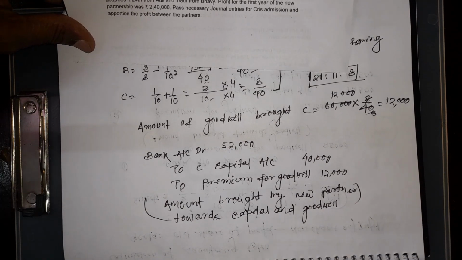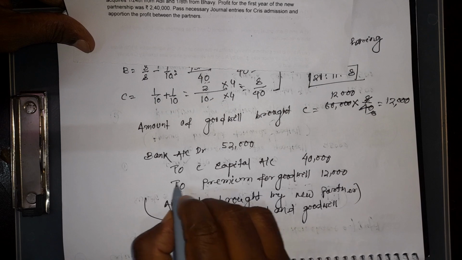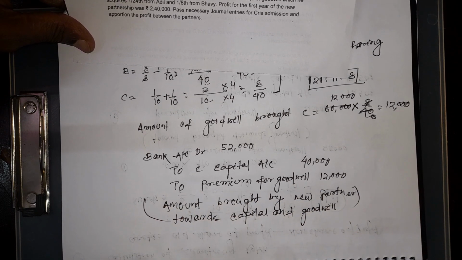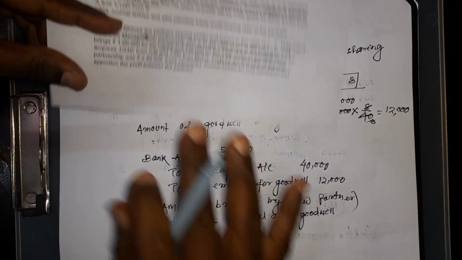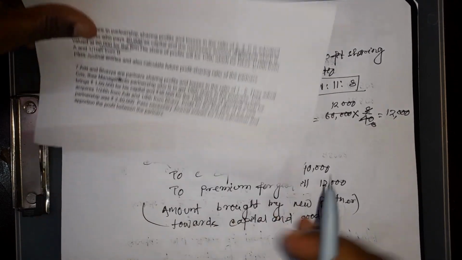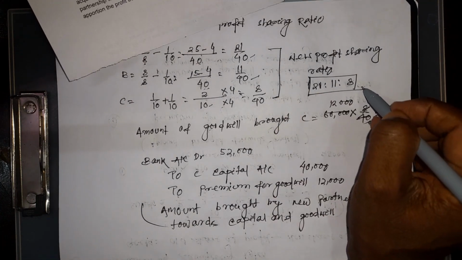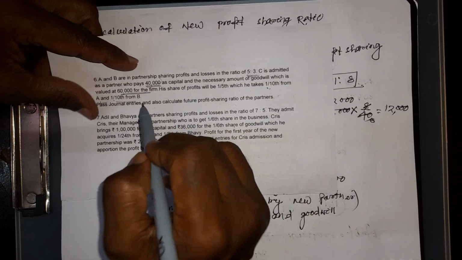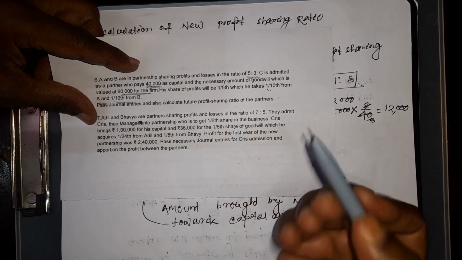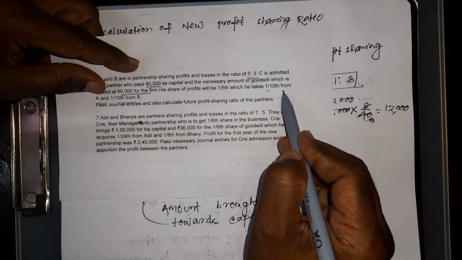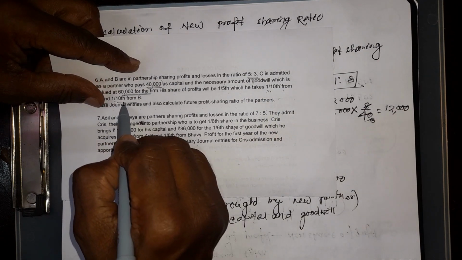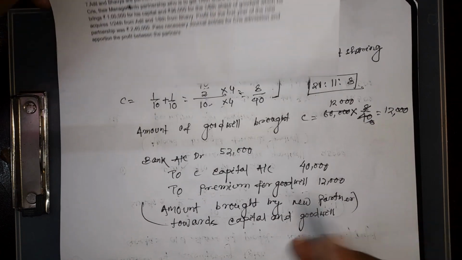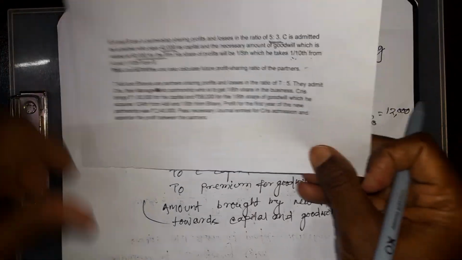Before that also I told you, now also I am saying, this premium for goodwill will be distributed among the old partners or sacrificing partners in their sacrificing ratio. So how will we calculate the sacrificing ratio? We have the new profit sharing ratio and old profit sharing ratio. Another thing, here it is mentioned how much A sacrifices and how much B sacrifices. He takes 1/10 from A, 1/10 from B. So this will be their sacrificing ratio, 1:1. Clear? So in this ratio, premium for goodwill can be distributed.